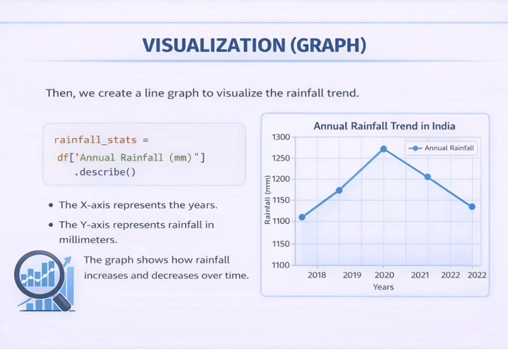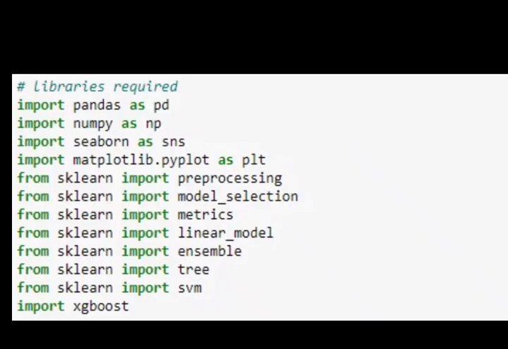This slide shows the visualization of our rainfall data using a line graph. The x-axis represents the years and the y-axis represents annual rainfall in millimeters. The graph clearly shows how rainfall increases and decreases over time, helping us understand the overall trend in a simple and visual way. We saw some steps of the idea.